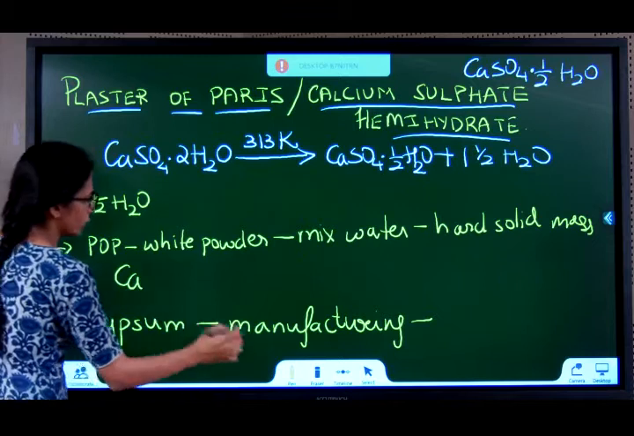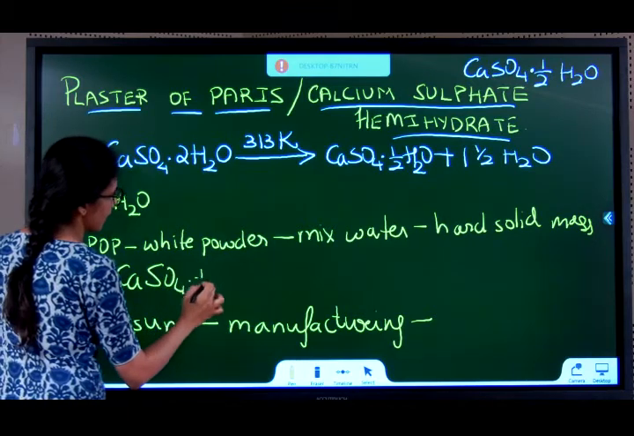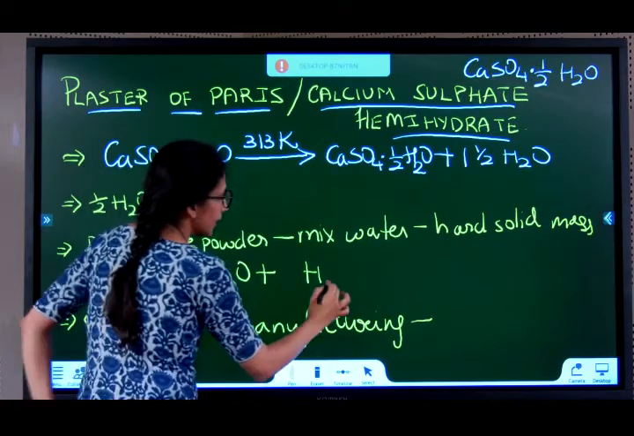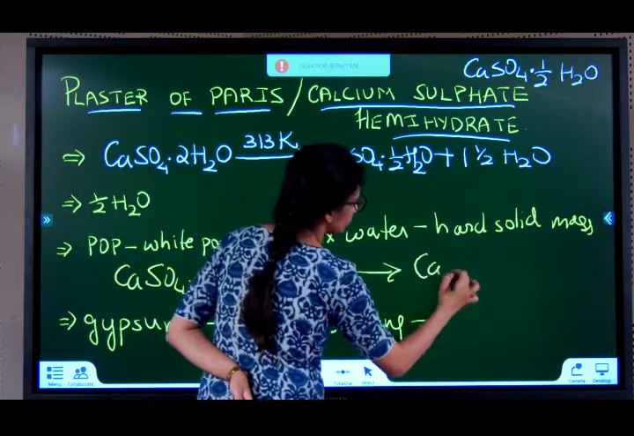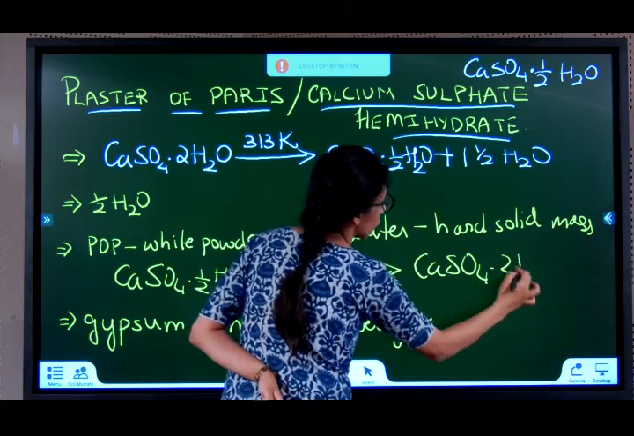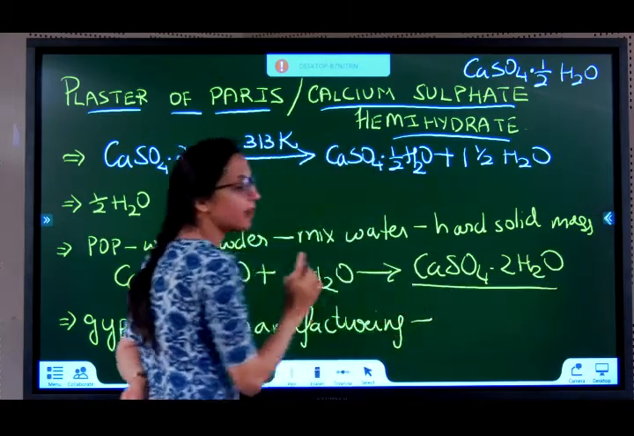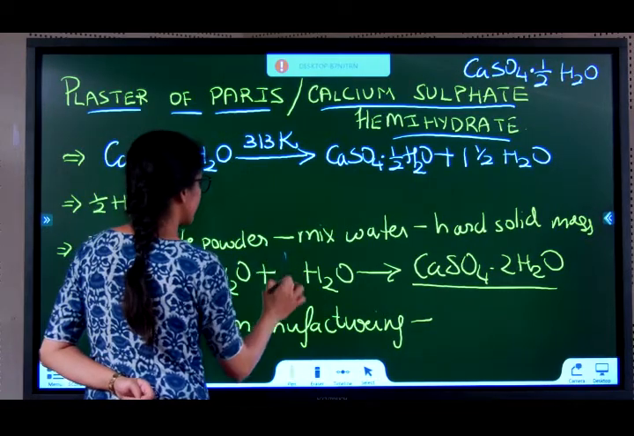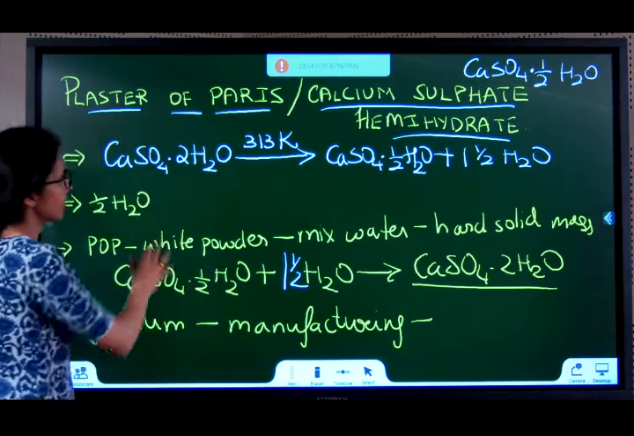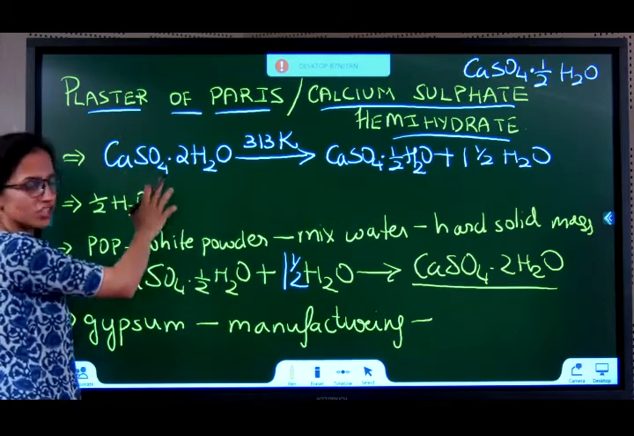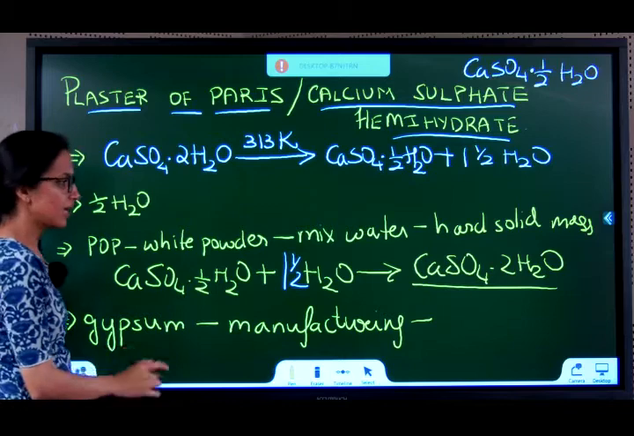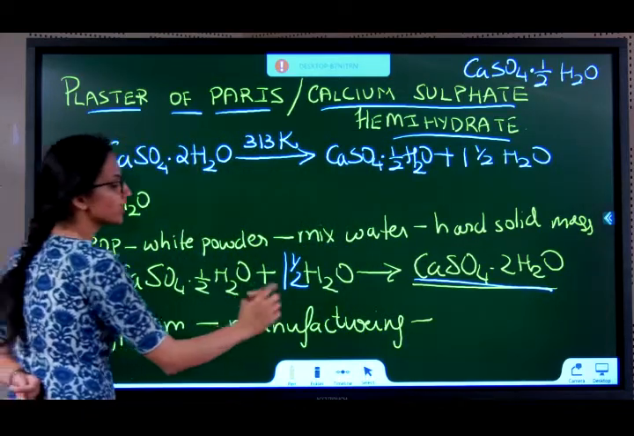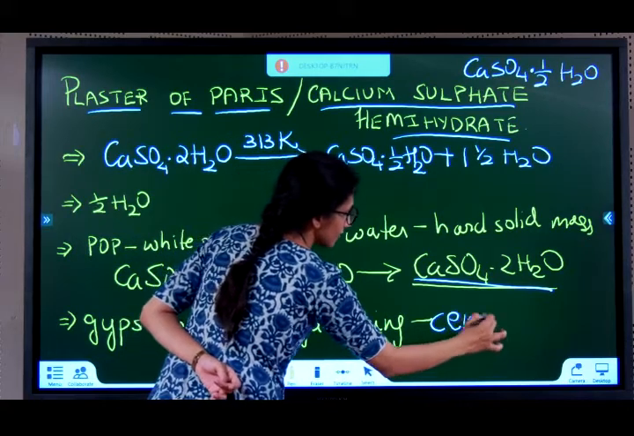When you take calcium sulfate hemihydrate, the POP, and you add water to it, it turns back to gypsum, which is a very, very hard mass. Gypsum is a very, very hard mass. How many water molecules does it need? 1.5. So these two reactions are reverses of each other. This gypsum is a hard mass and gypsum is used in the manufacturing of cement.